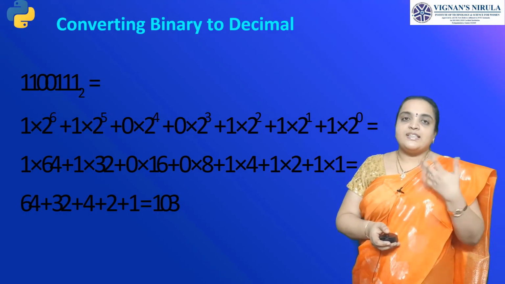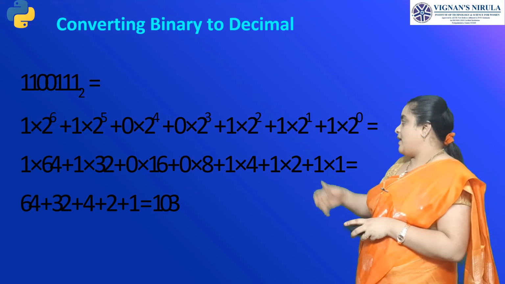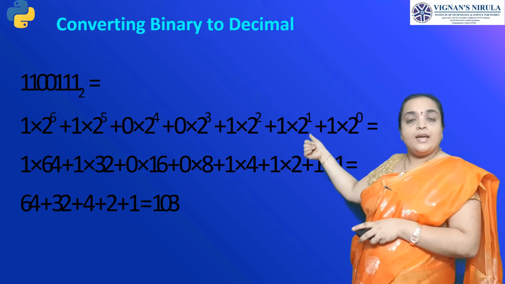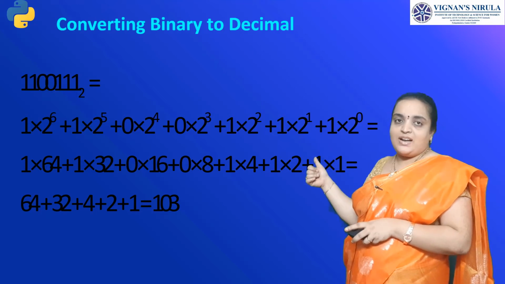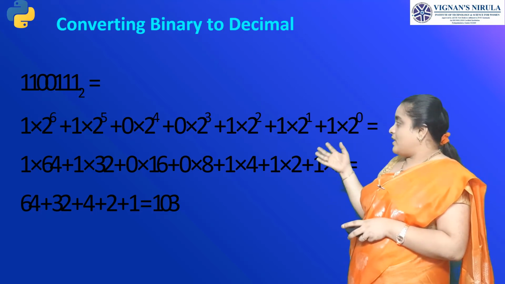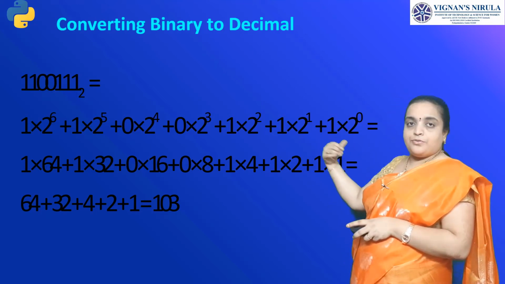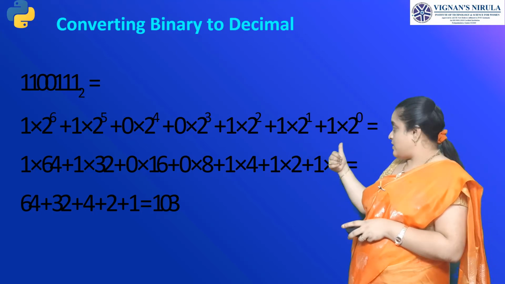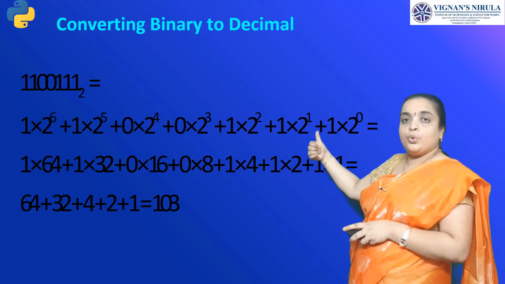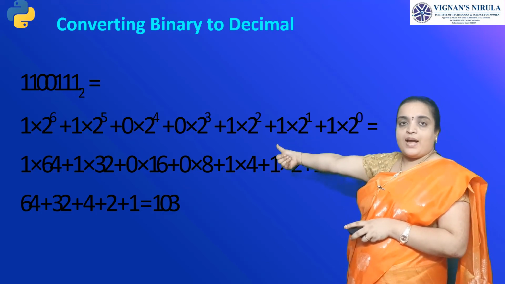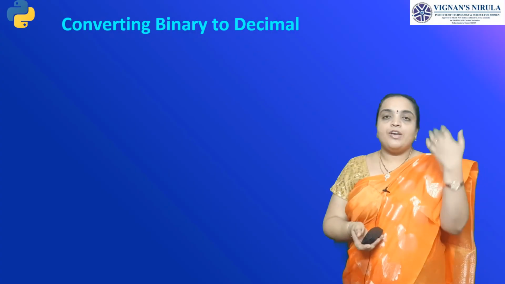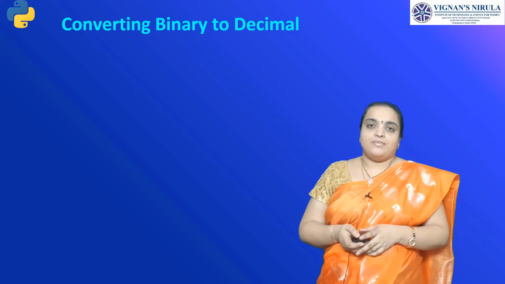In the same way, if you have a binary number, in either 0 or 1 format, how will you convert it into a decimal number? We will convert it by choosing, from right to left, 2 power 0, 2 power 1, 2 power 2, 2 power 3, 2 power 4, 2 power 5 and 2 power 6. In that way, we will calculate the decimal number, isn't it?